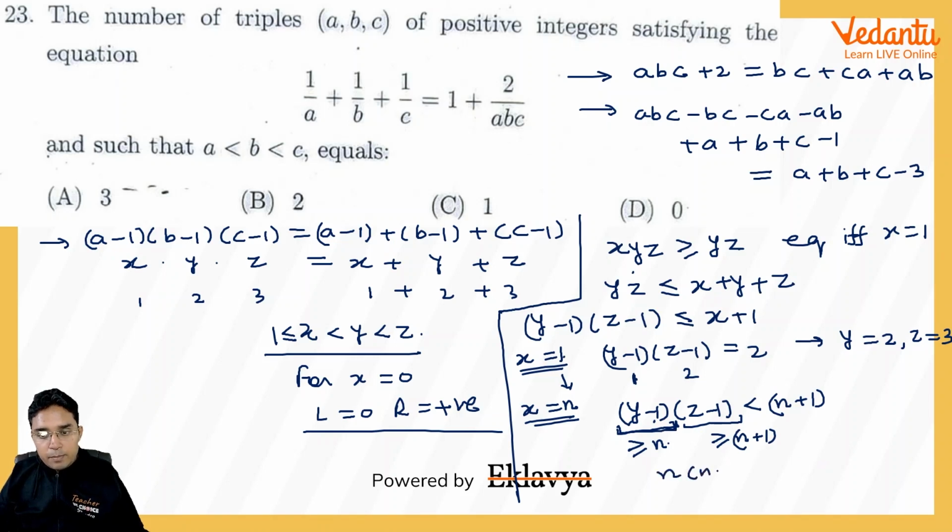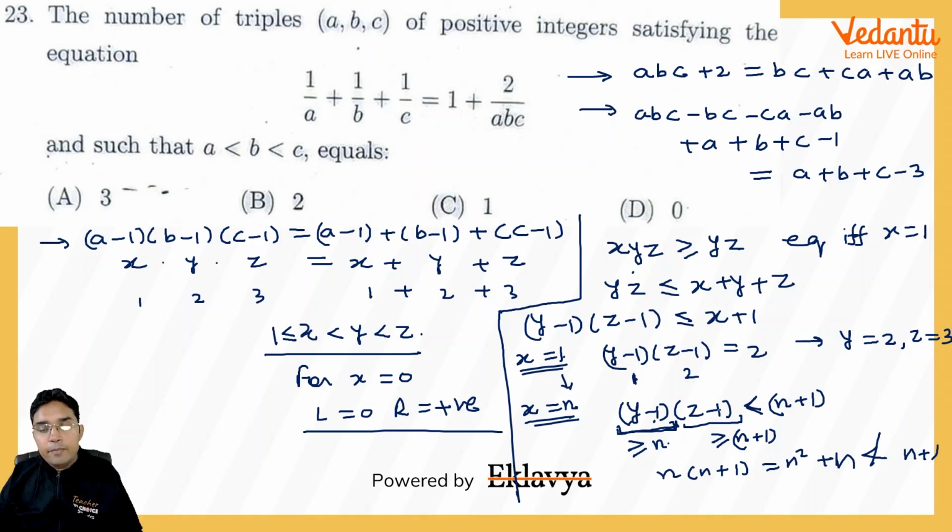product n into n plus 1, which is equal to n square plus n, cannot be less than n plus 1, whereas here it should have been less than n plus 1 in order for this inequation to be satisfied.